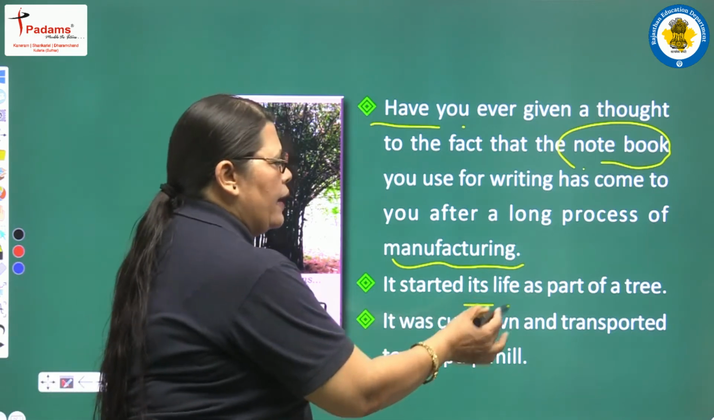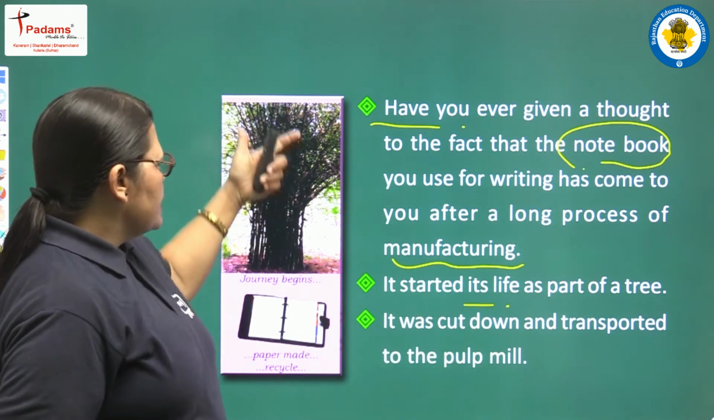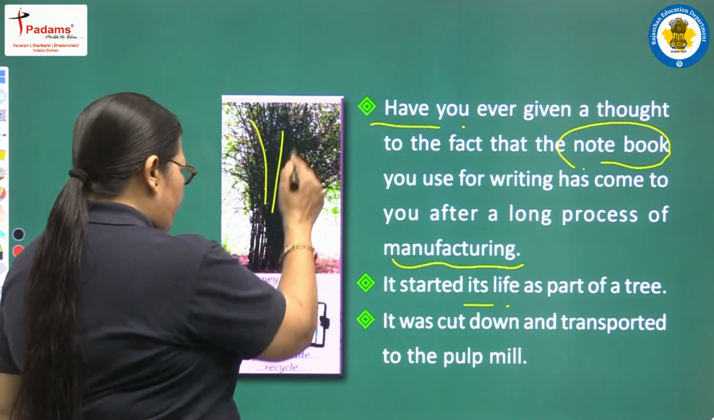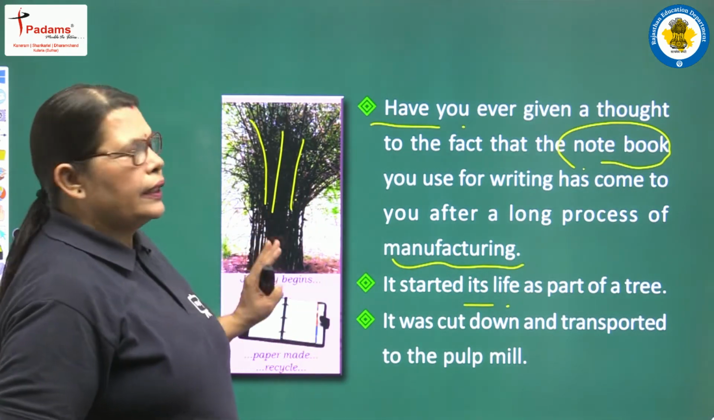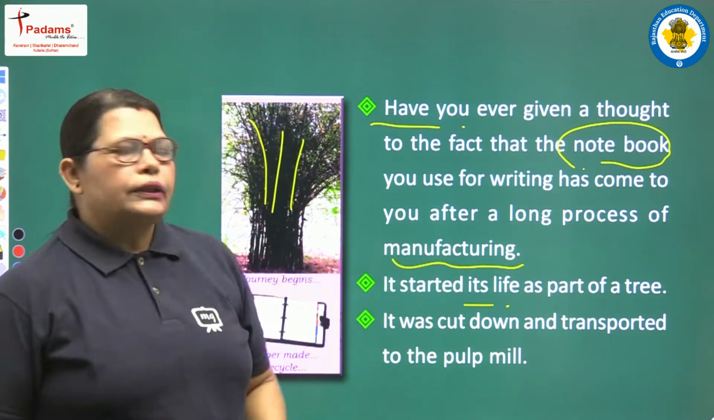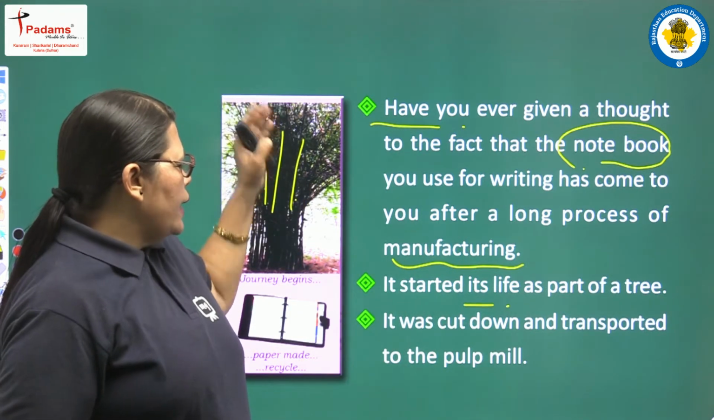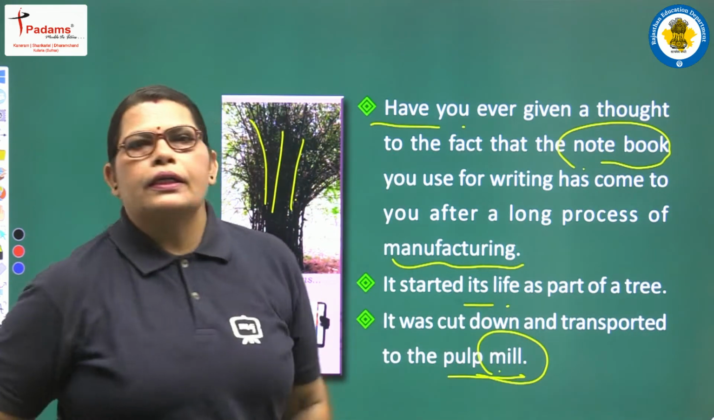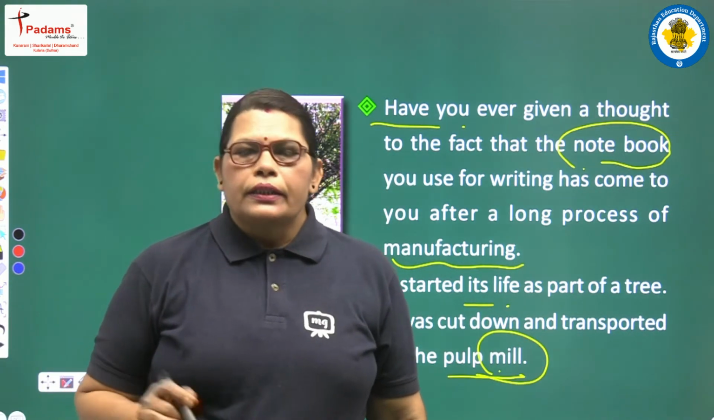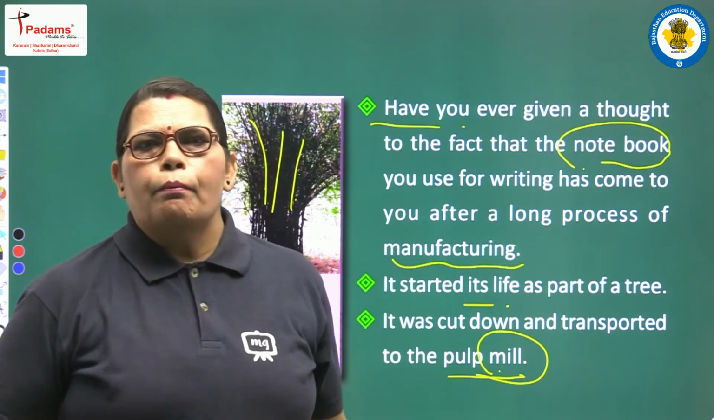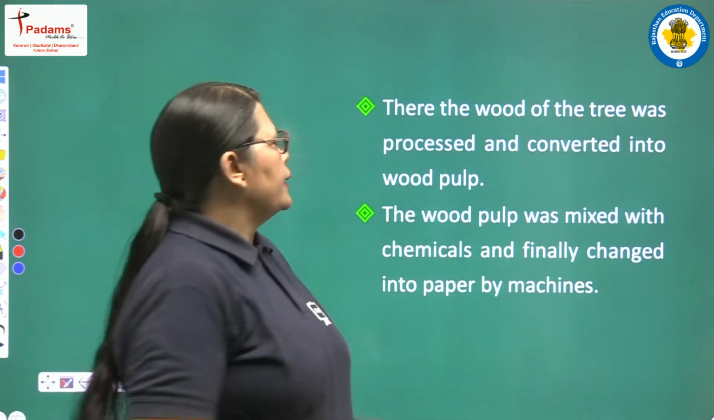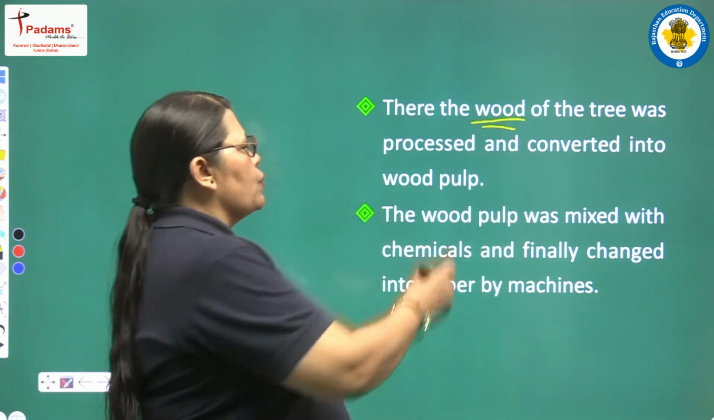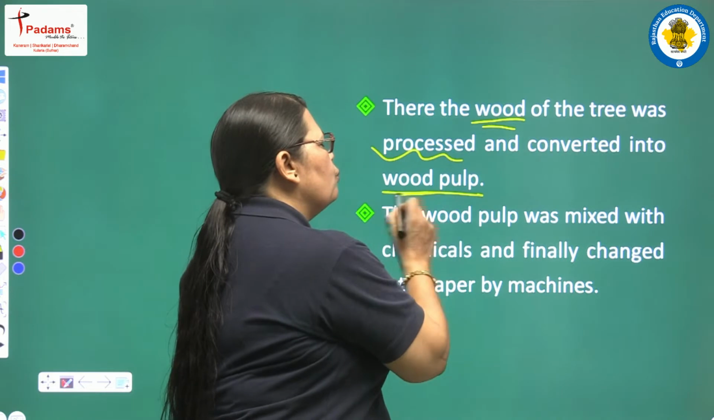It started its life as a part of a tree. See, the journey of a notebook begins with a part of a tree, and all these papers and other things are made by recycling. See, the tree was cut down and transported to the pulp mill. Where is it transported, students? The trees are transported to the pulp mill, and in that mill the wood of the tree was processed and converted into wood pulp.